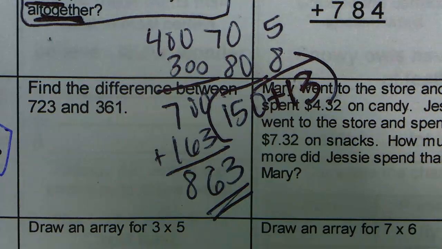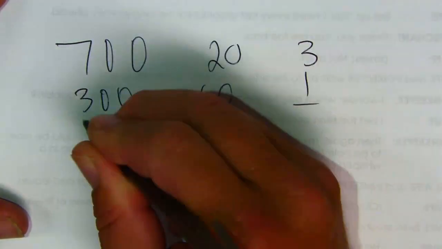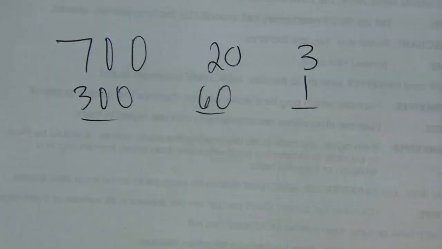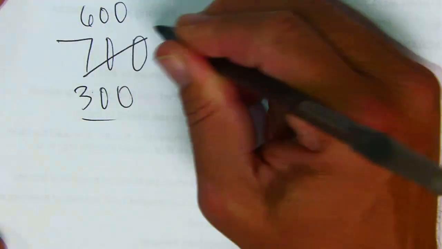Okay, find the difference. 723 minus 361. See how I'm writing it, breaking it apart by its place value. I can take away 1 from 3. I've got 20 left. I can't take away 60 from somebody that only has 20 bucks. They have to look to their rich neighbor, and they're going to borrow 100 bucks.